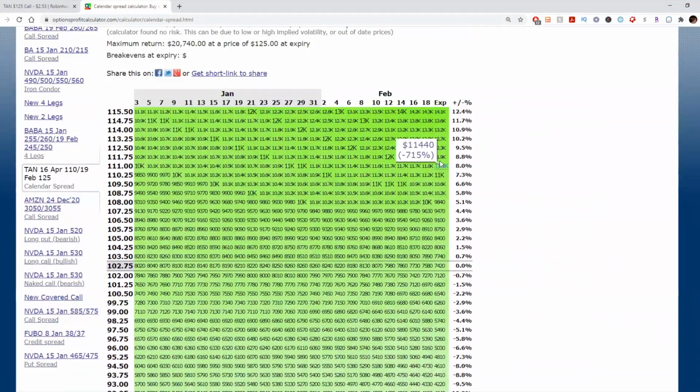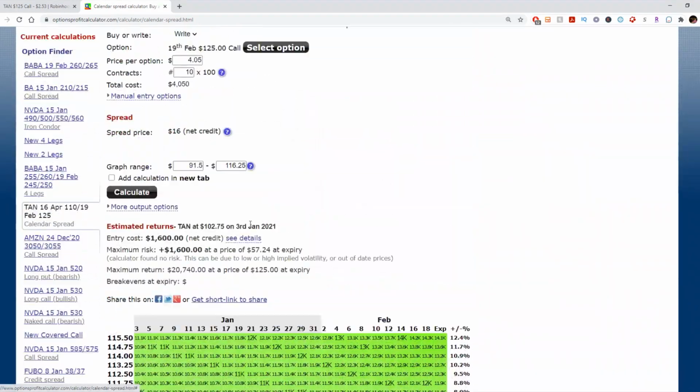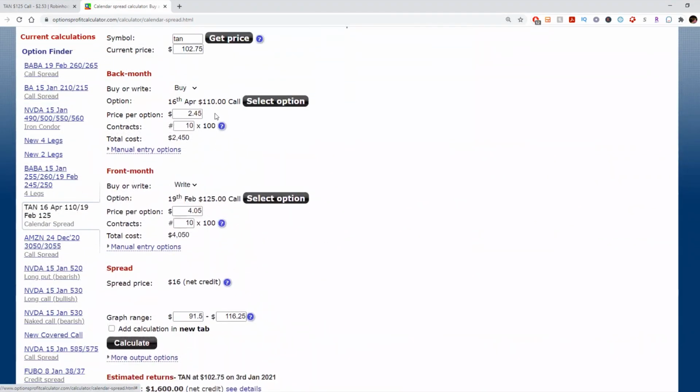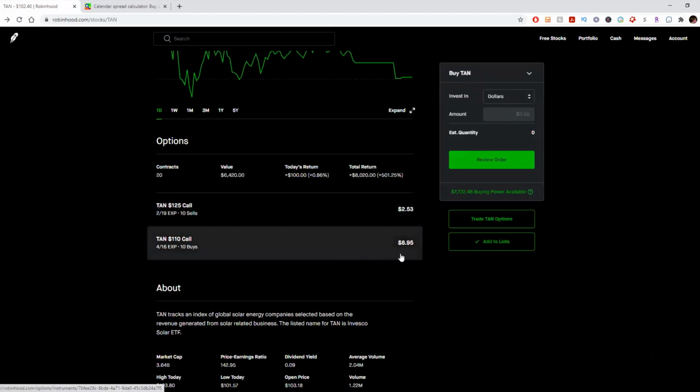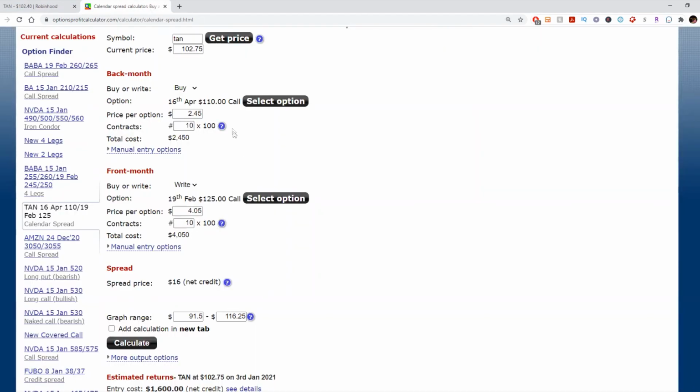If it keeps going up, there's a lot more profit to get. But if you keep going down, it's completely limited, because even if TAN stays below 110 by Feb 19th, this will expire worthless. The 110 call will still have a decent bit of value, maybe not the current price of $8.95, which you can see here. It may not be $8.95 if TAN actually starts falling from here, because you'll at least lock in a profit of $1,600, okay?